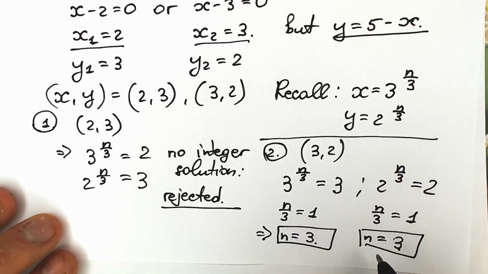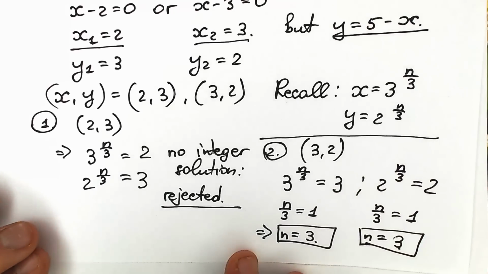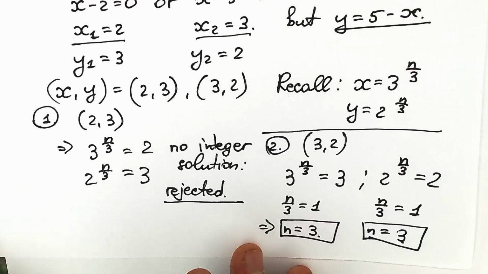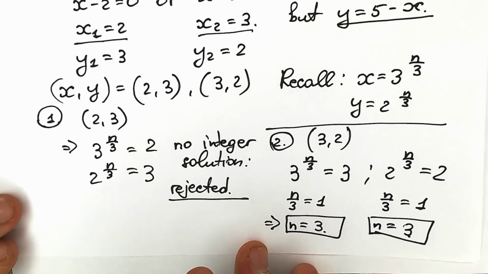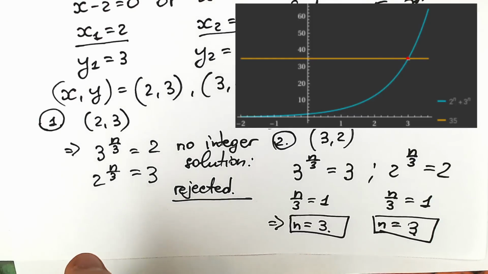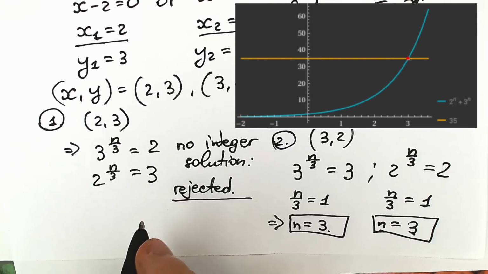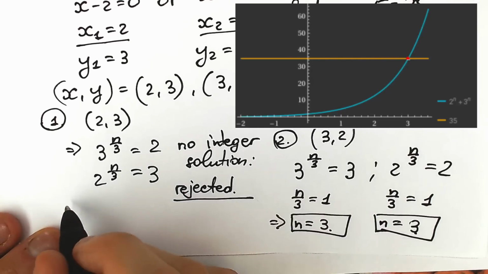Okay, so I hope you understand it. We found our integer solution, but in the end, let's check our solution. Let's see a graph of this question. I'm not sure how many points of intersection you can see, but we have n is equal to 3. Let's prove it.